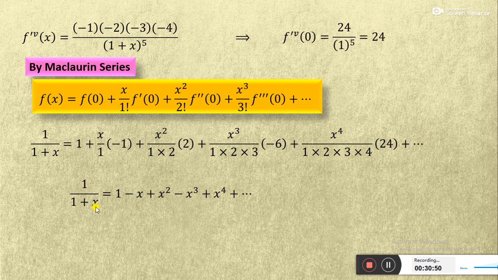Therefore 1 by 1 plus x equal to 1 minus x plus, 2 cancelled, x square. Next 2 3s are 6, so 6 cancelled, minus x cube. Next 4 3s are 12, 12 into 2 is 24, 24 cancelled, plus x power 4. So therefore the formula for 1 by 1 plus x is 1 minus x plus x square minus x cube plus x power 4 plus etc. This is the answer for 1 by 1 plus x.